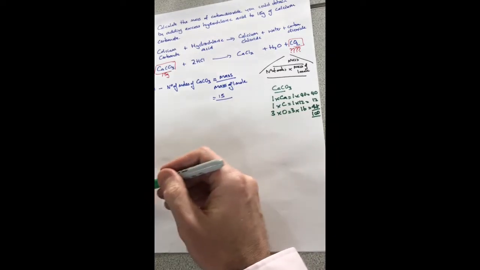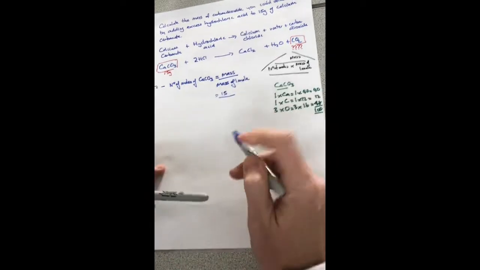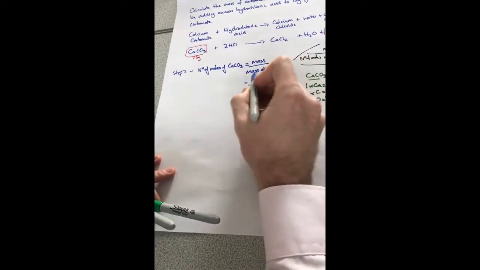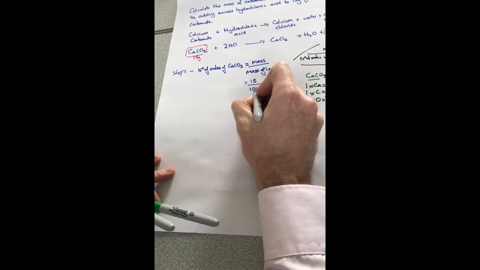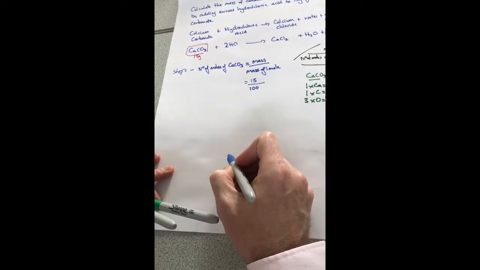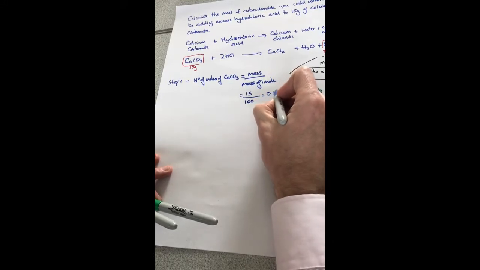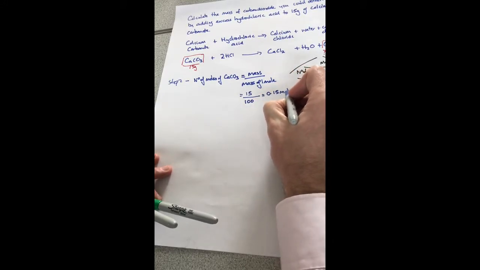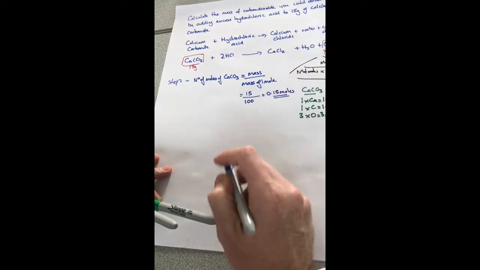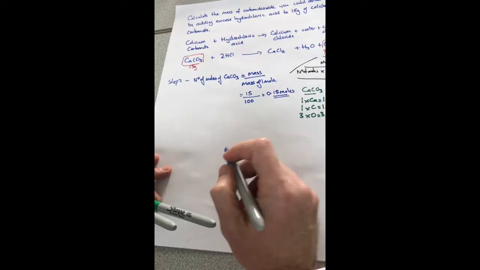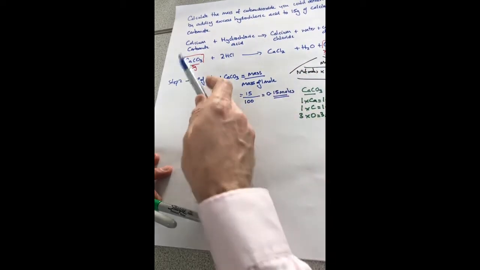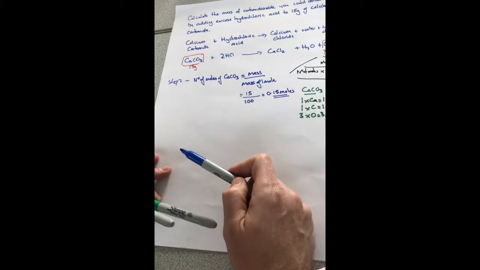So what I can now do is go back to where I was in the original calculation, and I know now the mass of 1 mole is 100, so 15 divided by 100 is going to be 0.15 moles. So the first step in the calculation is done. I've calculated the number of moles that's in 15 grams of calcium carbonate.